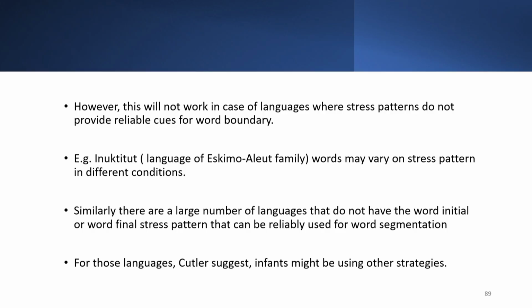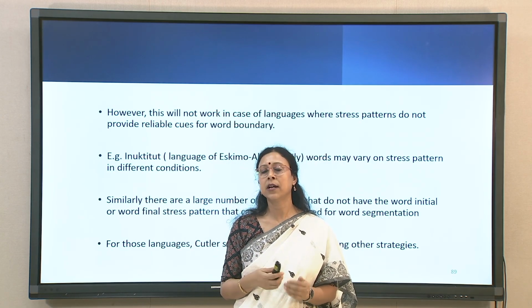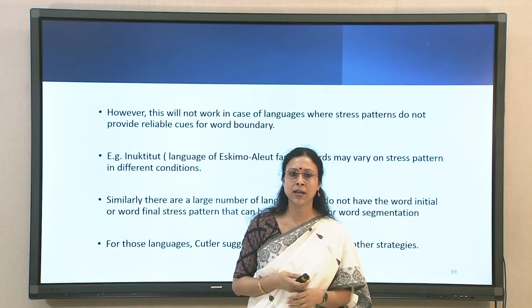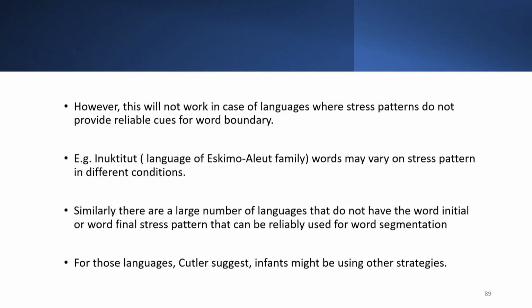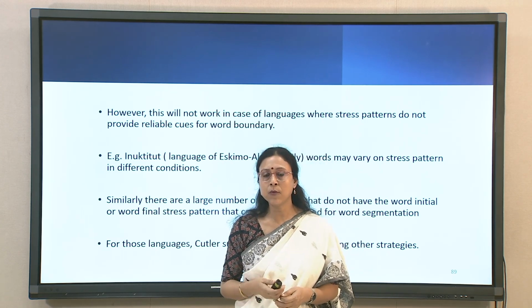However, there are problems with this kind of findings. First and foremost, this will not work in those languages where stress pattern does not provide a reliable cue for word boundary. There are many languages in the world which do not follow a very simplistic, very cut and dried kind of stress pattern for word boundary. So, for example, in one of the Eskimo languages, the words may vary on stress pattern in different conditions, depending on different positions and other cases. So, the same word might have different stress patterns. So, stress in this case is not a very reliable cue for identifying the word boundary.